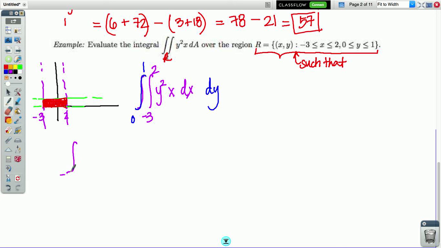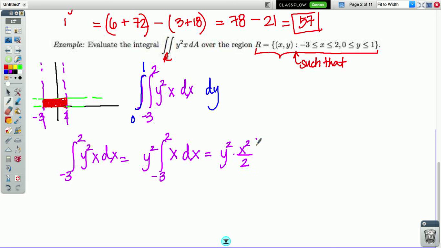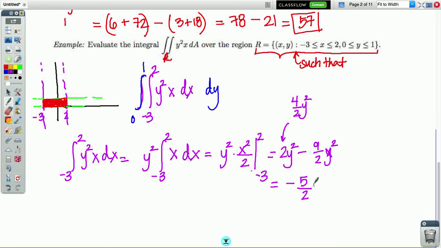I'm going to say the integral from -3 to 2 of y squared x dx is the same as y squared times the integral from -3 to 2 of x dx, because if it's a constant, I can pull it out to the front. So this is y squared times x squared over 2, evaluated from -3 to +2. When I plug in 2, this becomes 4 over 2, so I get 2y squared to start out with, minus, and then when I plug in -3, this is a 9, so 9/2 y squared. So altogether, this is 4/2 y squared minus 9/2 y squared. So my very first part of this integral turns into -5/2 y squared.